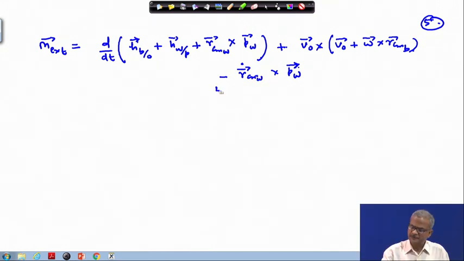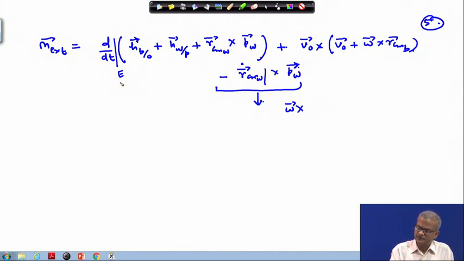This particular term we can write as R dot CM, this is with respect to the inertial frame. Remember, while we are differentiating, this differentiation was with respect to the inertial frame, and therefore this can be written as omega cross. Taking this differentiation, R_CM_W is the location of the center of mass of the wheel, this is R_CM_W.